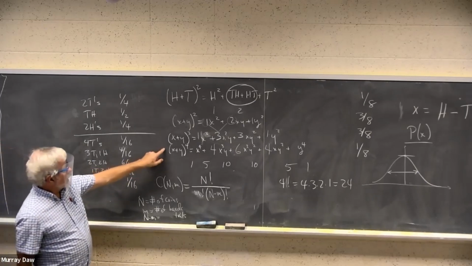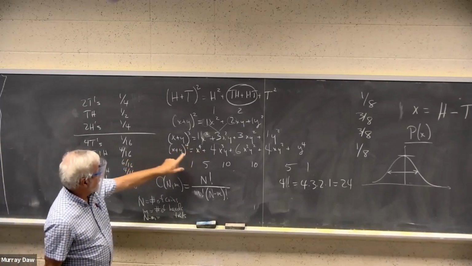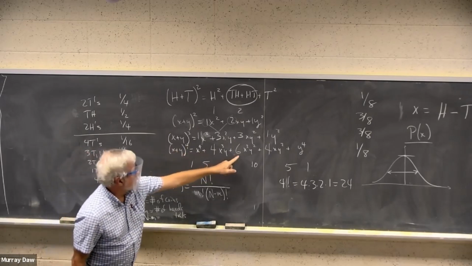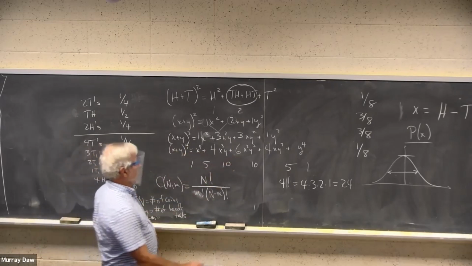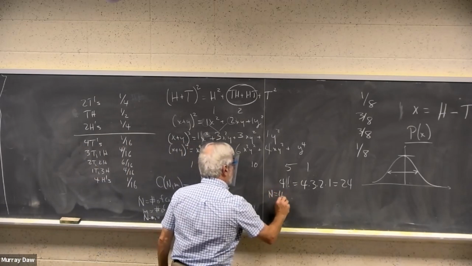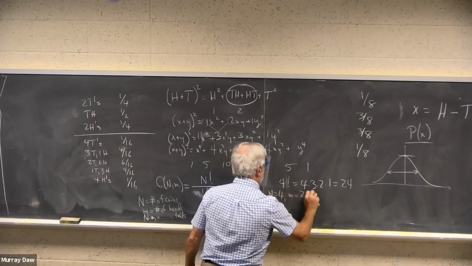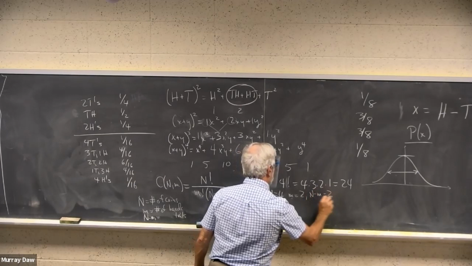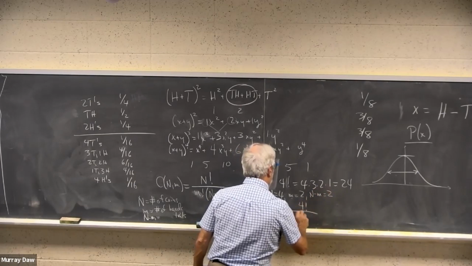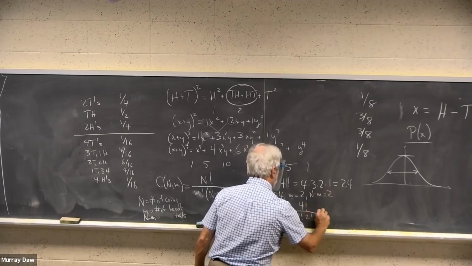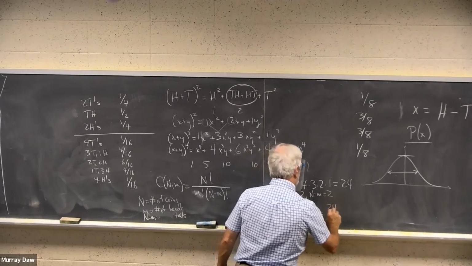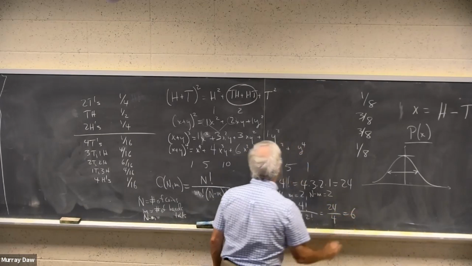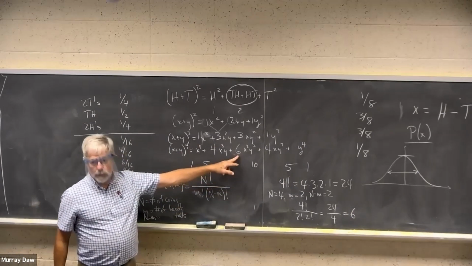So let's do this one. We have 4 factorial at the top. N is 4. Let's look at the 6. So we have n equals 4, m equals 2, and then n minus m is also equal to 2. So we have 4 factorial divided by 2 factorial times 2 factorial. So this is 24 divided by 4 equals 6. That's that number.